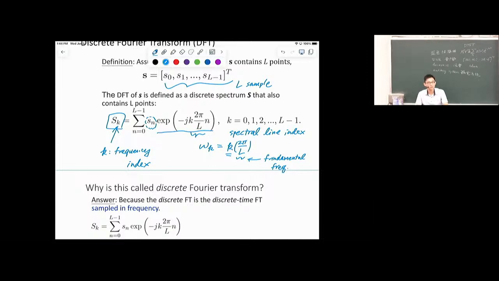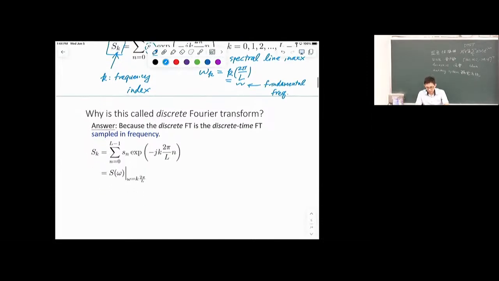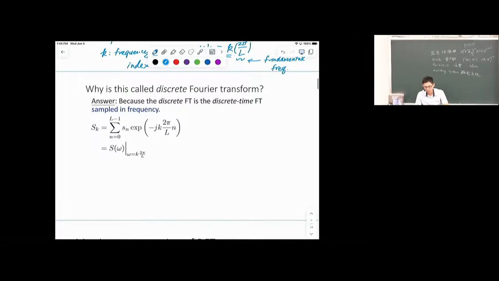Simply a mathematical definition. The next question is, why do we call this a discrete Fourier transform? We have so many versions. Discrete time Fourier transform is to emphasize that this kind of Fourier transform is not continuous time, but discrete time, an adjective. But now we have a new version called discrete Fourier transform. Why is it called DFT?